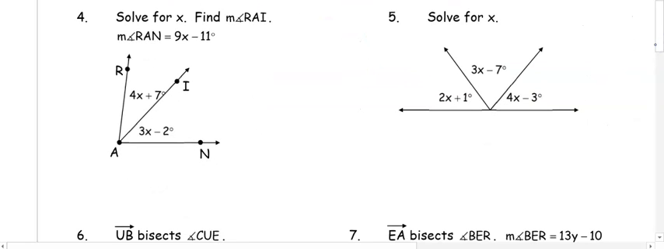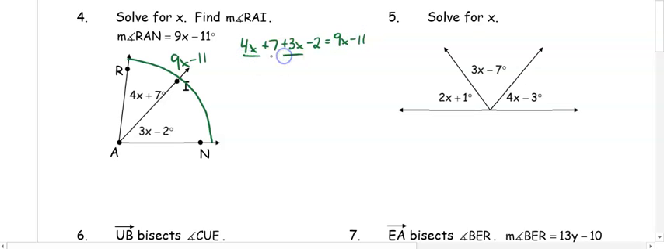In number 4, solve for x, find the measure of angle RAI. The measure of angle RAN is 9x minus 11. So we know this whole angle is 9x minus 11, and we know 2 parts of the angle. So we're going to use angle addition here. We're going to add the 2 parts together. 4x plus 7 plus 3x minus 2 is equal to 9x minus 11.